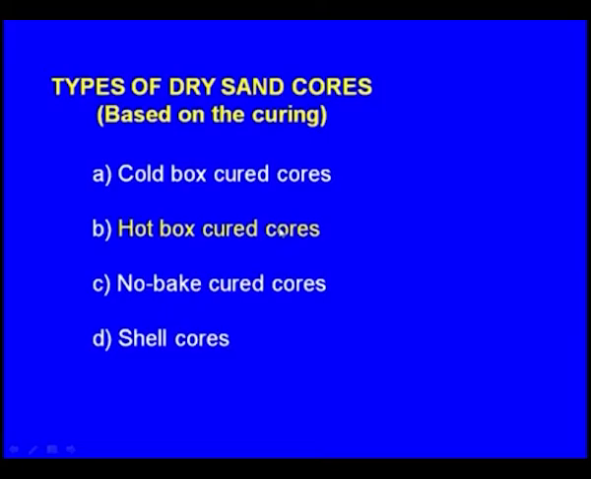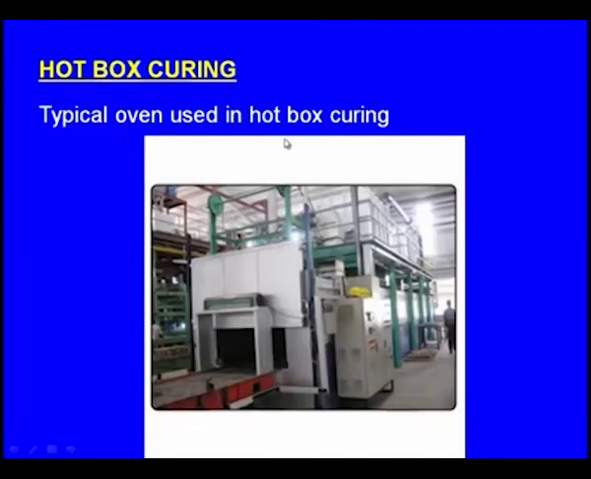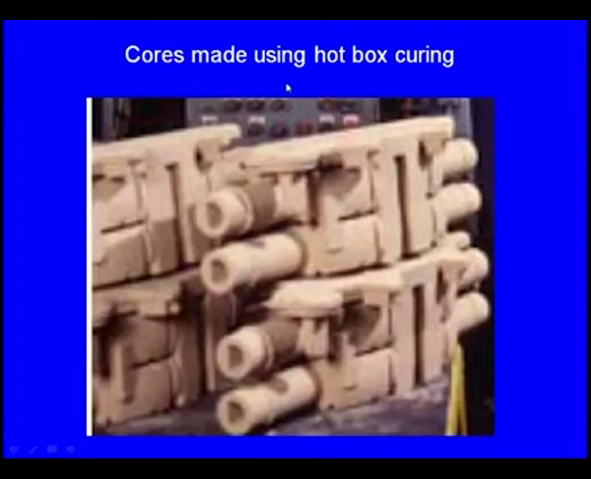So, this is the typical oven used in hot box curing. We mix the ingredients of the cores and place it inside the core box, and this will be kept inside the oven. Then it will be hardened. So, this is the simple principle of hot box curing. These are the cores made by using hot box curing.